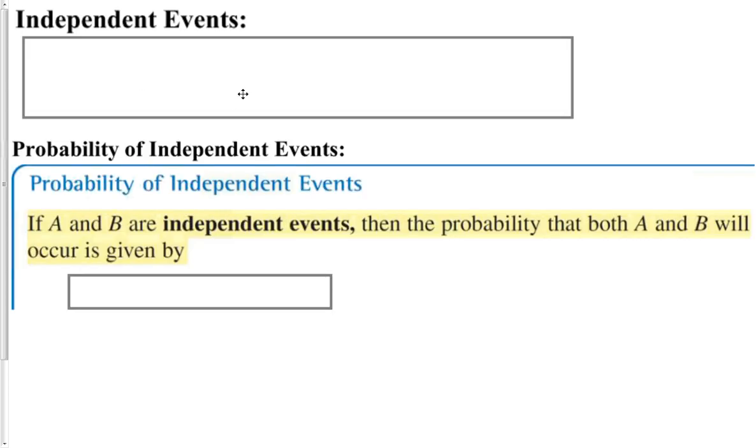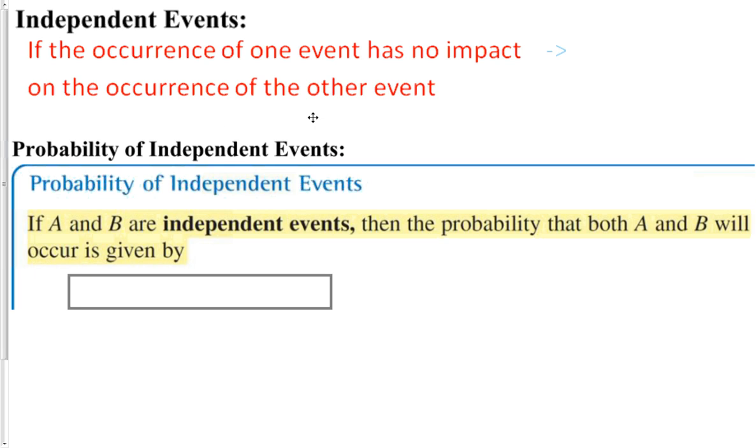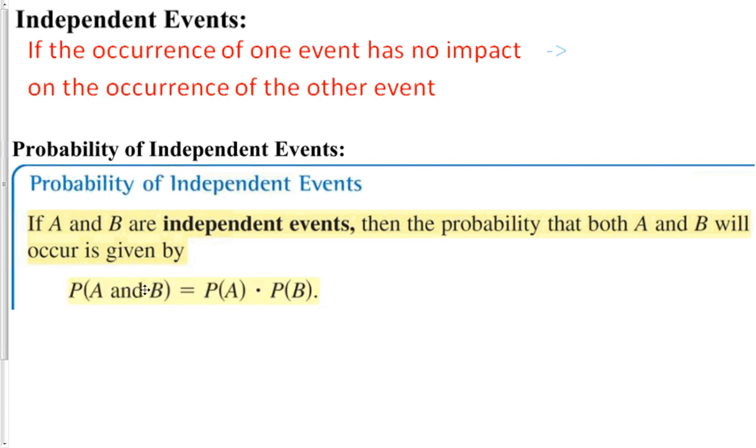Moving on. Independent events are if the occurrence of one event has no impact on the occurrence of another event. Like if I rolled a 1 on a die and flipped a coin and got heads. Those don't affect each other. If A and B are independent events, then the probability that A and B will occur is given by P of A and B is the probability of A times the probability of B, right? So you're multiplying here. A couple examples here.